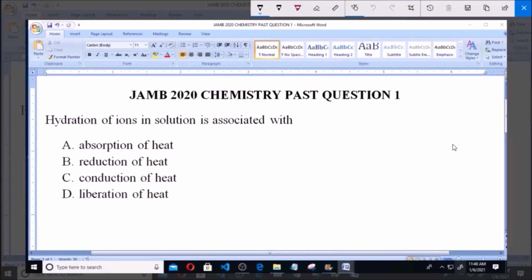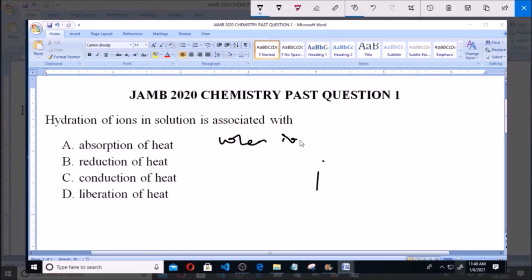Hydration of ions in solution is associated with A. Absorption of heat, B. Reduction of heat, C. Conduction of heat, and D. Liberation of heat. Now, when ions undergo hydration in a solution, heat is always liberated.